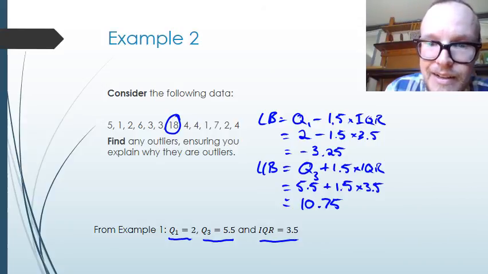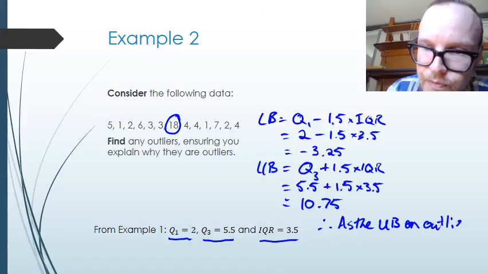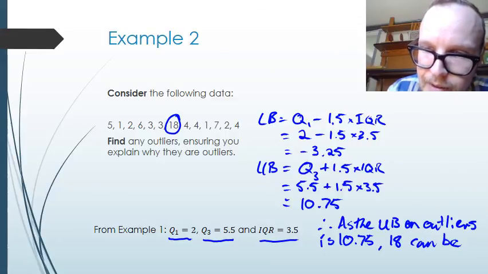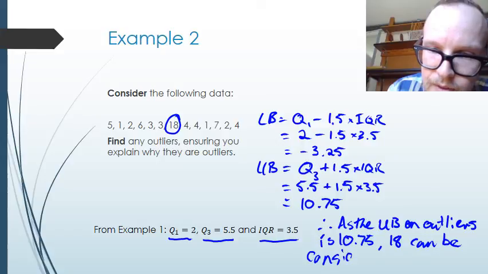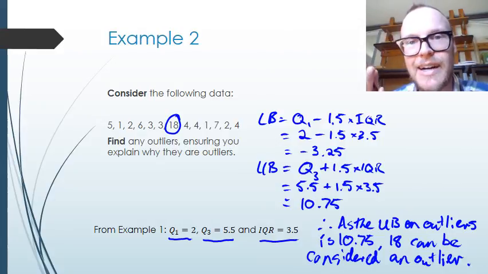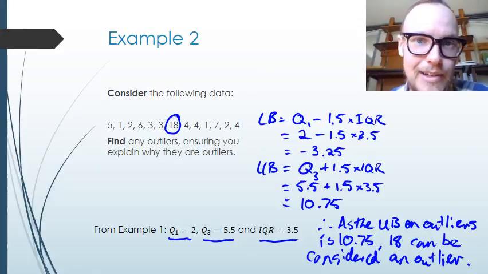So we can then say, therefore, as the upper bound on outliers is 10.75, 18 can be considered an outlier. Okay, so we've determined that 18 is an outlier. It's the only outlier that we have, and it's because it's above that upper bound that we've set from those definitions of where the lower and upper bound on outliers should be.